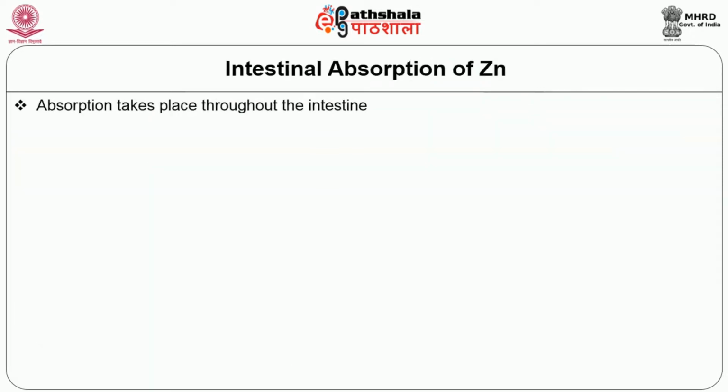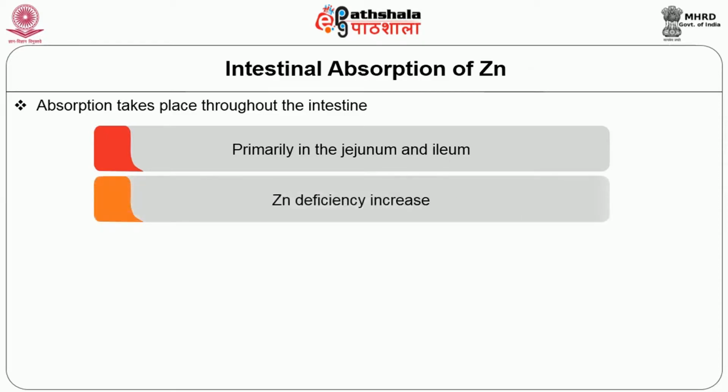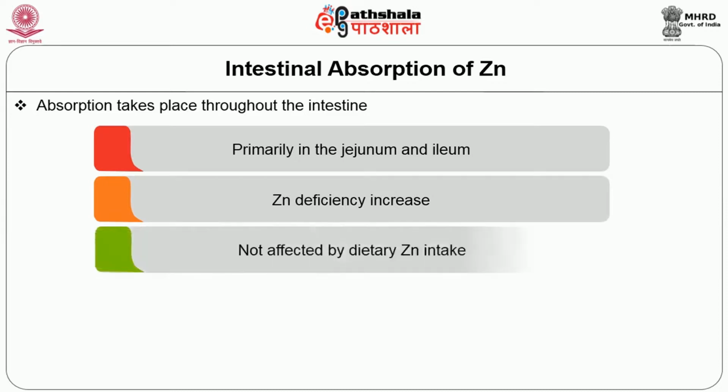So we will first discuss the absorption of zinc. Absorption takes place throughout the intestine. You have the small intestine and large intestine, and the major site for zinc absorption is the jejunum, and some amount is absorbed in the ileum. Absorption of zinc is increased in deficiency, and absorption is not dependent on how much you take.